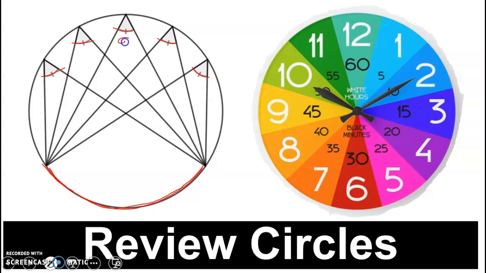So if each angle is A, this arc is going to be 2A, right? The angle is 1/2 of the arc when the angle is on the circle. Okay?